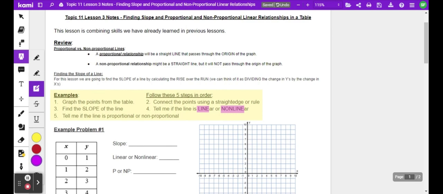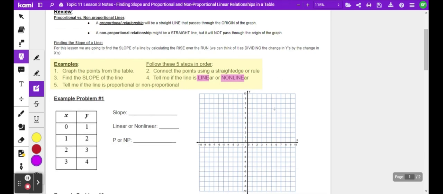So all you're going to need to do is graph these points from the table and make our line using the straight edge or ruler. We're going to need to find the slope of that line, which we talked about earlier. You're going to tell me if it's linear or nonlinear, and then tell me if the line is proportional or non-proportional. And that is something that we had discussed earlier in the topic 11. So let's jump into example problem number 1 here.